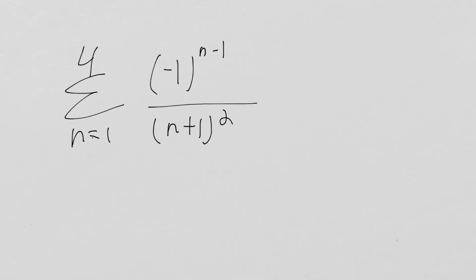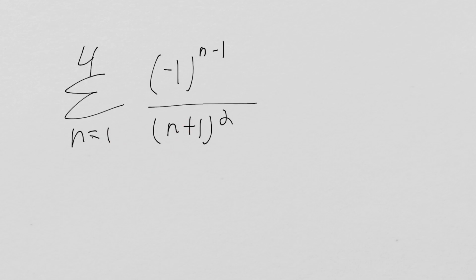For this series, this -1 to the n minus 1 is going to make this an alternating series, meaning the sign is going to go from positive to negative, positive, negative. And then we have the square numbers on the bottom, but we're going to skip 1 squared because we're going to jump right to 1 plus 1 squared.